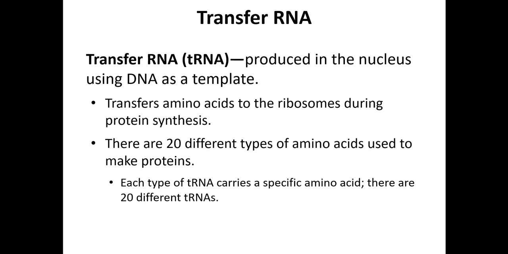Transfer RNA, tRNA, is produced in the nucleus, and a portion of DNA also serves as a template for its production. tRNA transfers amino acids to the ribosomes. At the ribosomes, amino acids are bonded together in the correct order to form a protein. There are 20 different types of amino acids used to make protein. Each type of tRNA carries only one type of amino acid, therefore at least 20 different tRNA molecules must be functioning in a cell to make a protein.